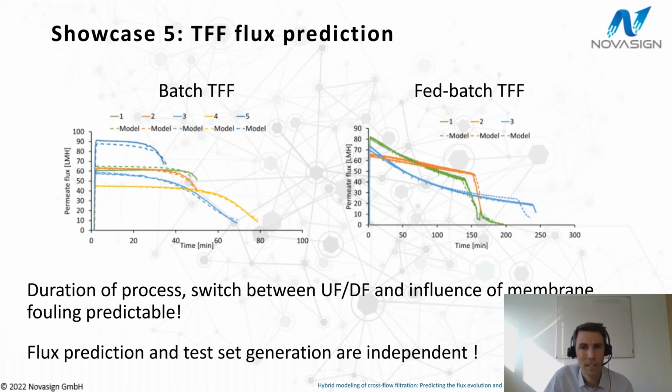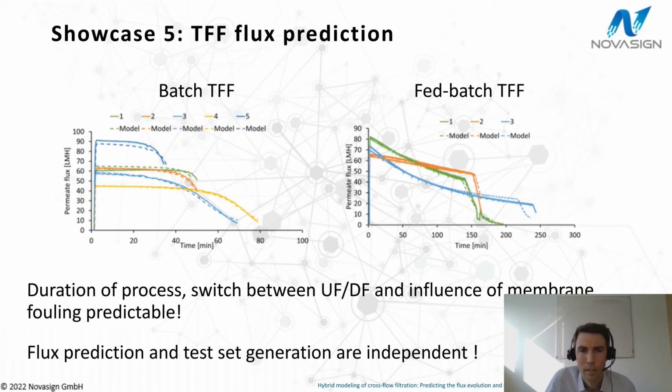The consequence is that the shape of the profile is completely different. But due to this hybrid modeling approach, and due to the fact that we could take this knowledge of how it works and put it into the mechanistic equations, we are able to predict both operational modes. You see here, for example, 5 models for 5 different protein concentrations. The model predictions are quite accurate in predicting how long such a process would take as a function of the input parameters. And you see the same for the batch TFF, and the same for the fed batch TFF.